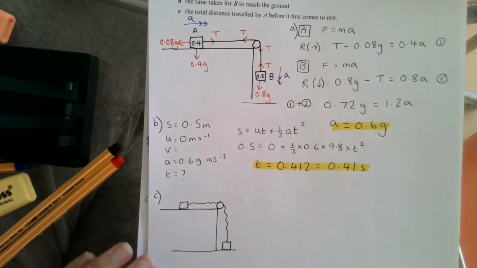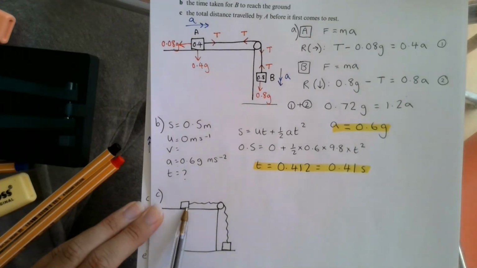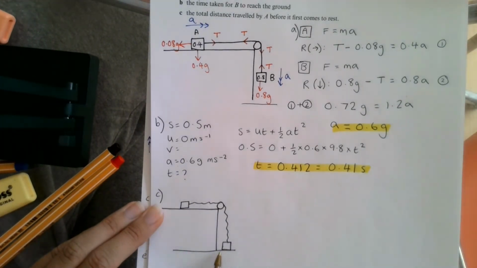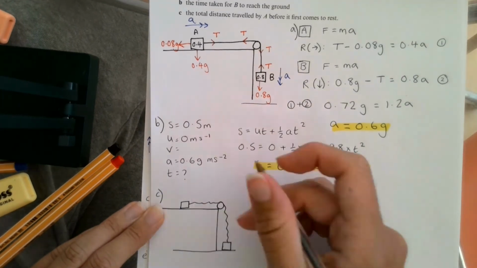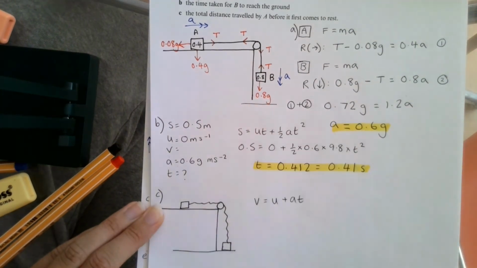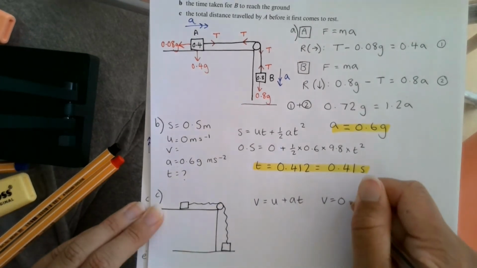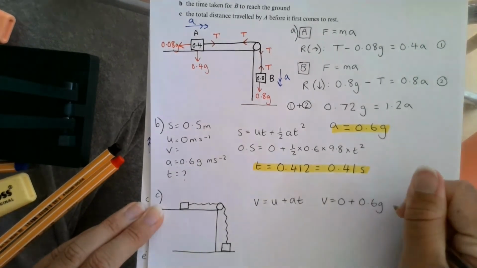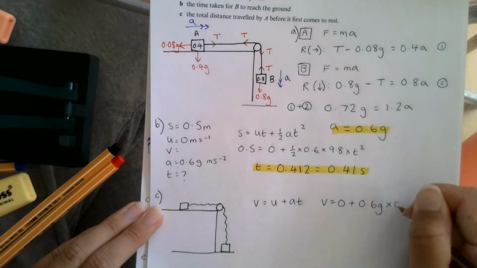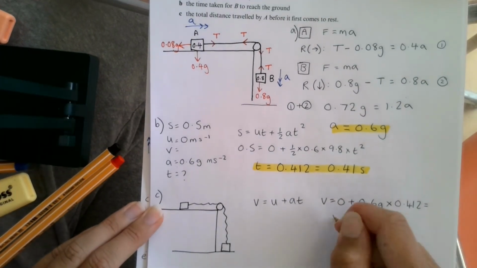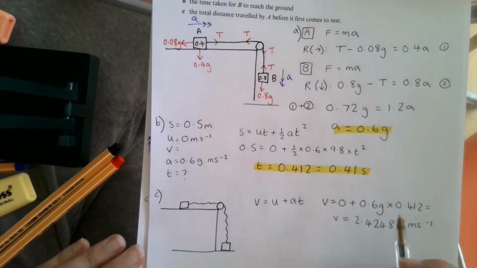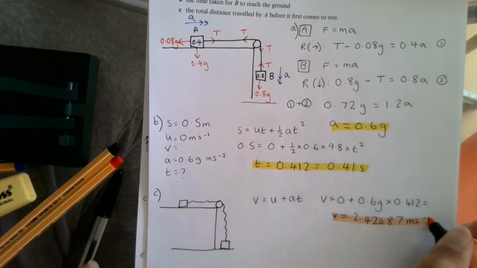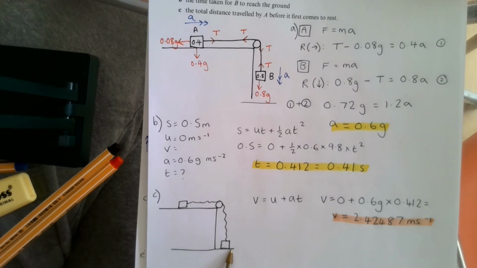So what I need to do first is work out the speed that A was moving at the moment that B hit the ground. And that will actually be the same as the speed that B was moving at the moment it hit the ground. So I want to work out what this V is here. I'm going to use v = u + at. V is equal to u is 0, plus a is 0.6g, times t, which is 0.412. So I get that V is equal to 2.42487 meters per second. And I'm going to highlight that in a slightly different way. So that is the speed of A the moment that B hits the ground.